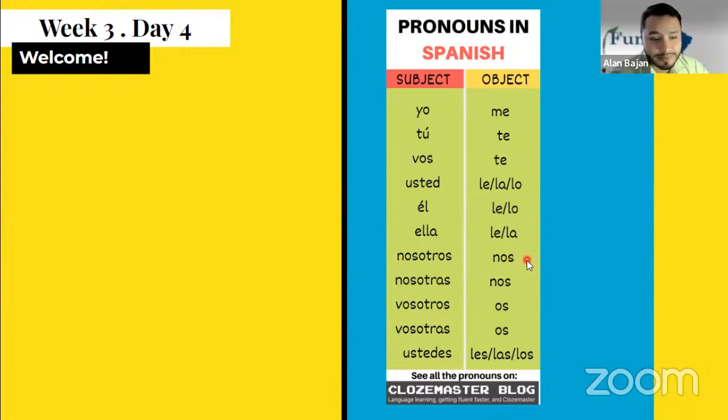Nos gusta aprender inglés. The same with nosotras, nos. Os in Spain. Os gustaría visitar la catedral. That's how they speak. And les, las, los. Les enseñaremos el evangelio. Something like that. Okay. Do you have an idea now what the object pronoun is?